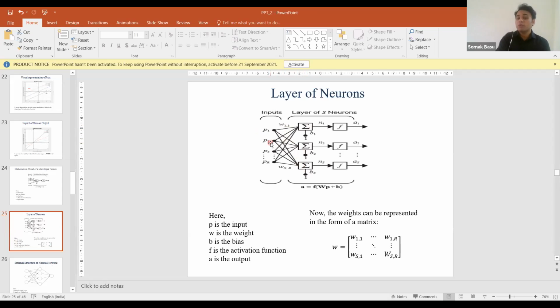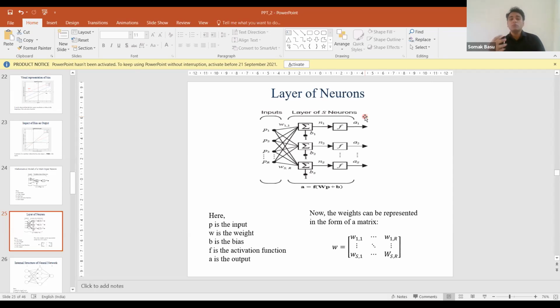Similarly, the second input is also connected to this neuron, and this neuron. So this is how multiple inputs can get connected to multiple neurons, and the different neurons can have different bias values. The different neurons may have different activation functions also. And similarly, you'll have multiple outputs of a neuron. So you can have multiple outputs from a neural network as well. It's not necessarily that only one output from a neural network.